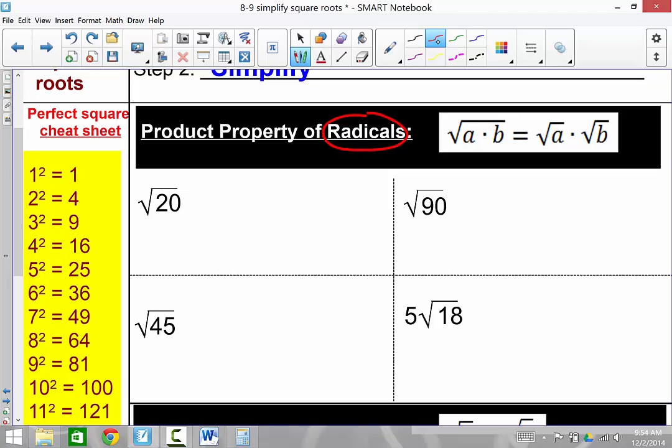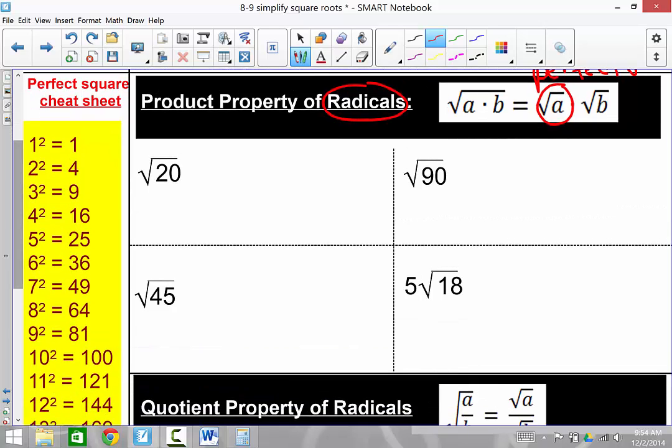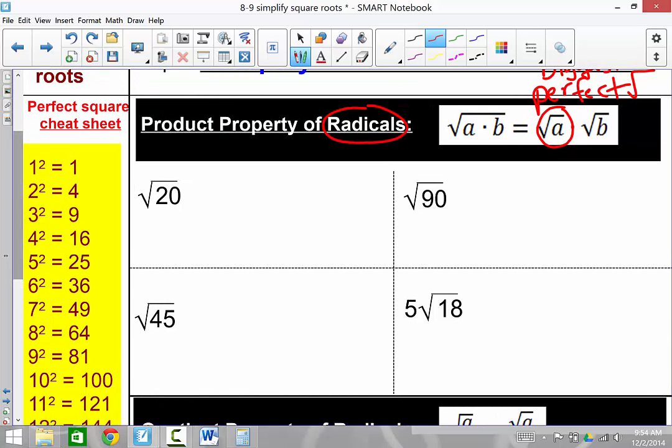So the square root of a times b is equal to the square root of a times the square root of b. Now the important part here that I want you to make sure you write down, this first broken square root that you split up into, this one has to be a perfect square. It has to come from your cheat sheet list, and it has to be the biggest one you can find. Okay? So we're going to write, how about biggest perfect square? Okay? So let's put these 2 steps into practice using our product property of radicals.